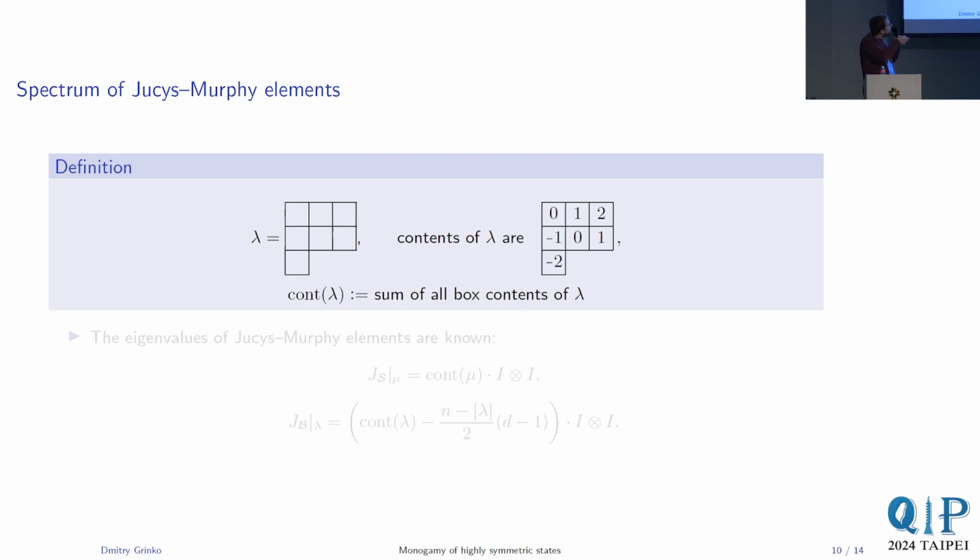You take all the diagonals, and on the main diagonal you put zeros, and then if you go up in the diagonal, you add 1 each time, and if you go below the main diagonal, you subtract 1. And then the content of the Young diagram is the sum of all contents of those boxes. So in that particular case, you can see that the content of this Young diagram is 1. And it turns out that the spectrum of the sums of Jucys-Murphy elements in different irreducible representations mu, for the symmetric group case, is given by the content of mu, and for the Brauer algebra case, for different irreducible representations lambda, is given by a bit more complicated formula, but still it's quite easy.